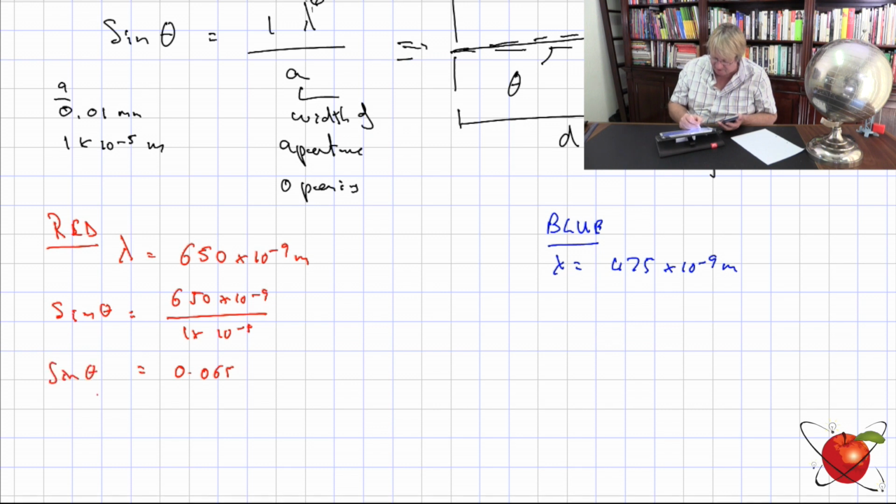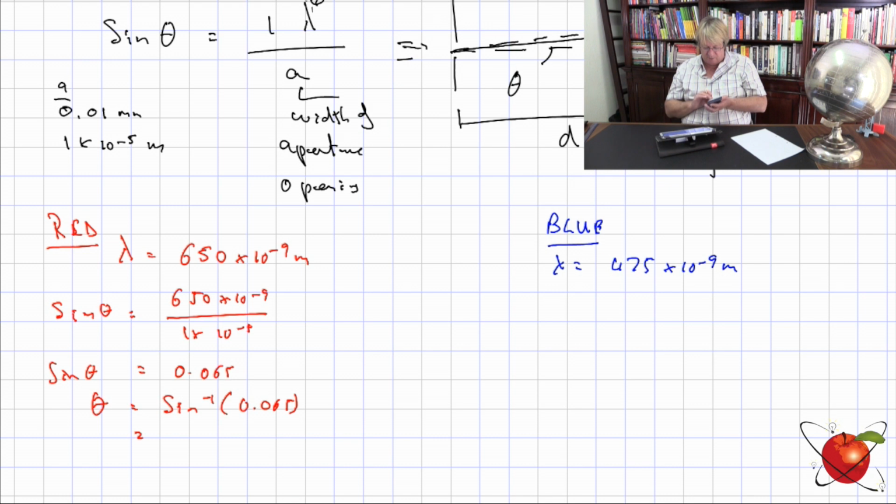And now how do we find theta? We take the arc sine of 0.065. So let's have a look. Shift sine 0.065 is going to be equal to 3.72 degrees. Okay? Well, now let's have a look what happens with blue light, shall we?